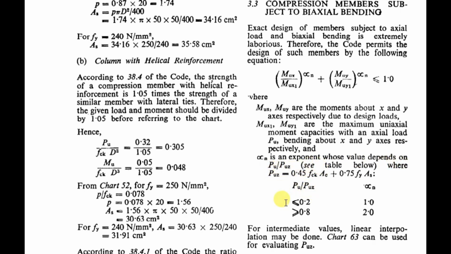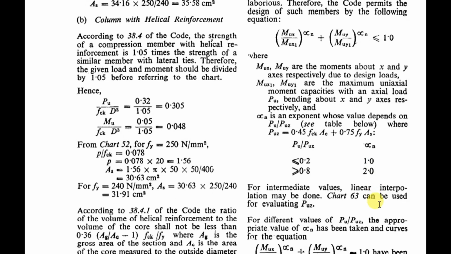So for that we have one table. Here Puz should be calculated from this formula: 0.45 fck Ac plus 0.75 fy As. According to this we have a few values. So for an intermediate value, we need to linearly interpolate and then get the exact value.